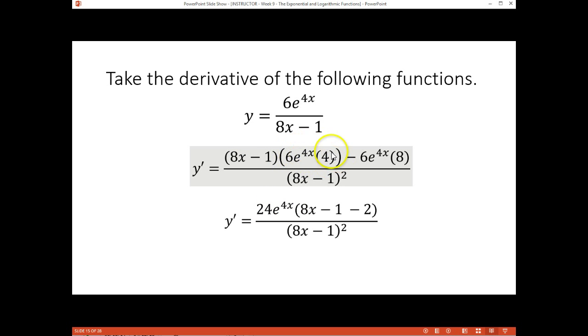That's going to get rid of all of this. It's going to leave me with 8x minus 1. And it's going to get rid of most of this and just leave me with a 2 because I pulled the 4 out of the 8. So I'm left with 8x minus 1 minus 2 in my numerator, which is 24e to the 4x times 8x minus 3 all over 8x minus 1 quantity squared.